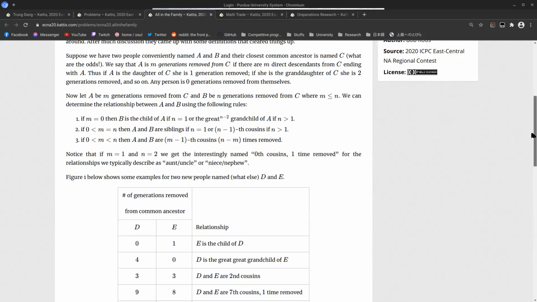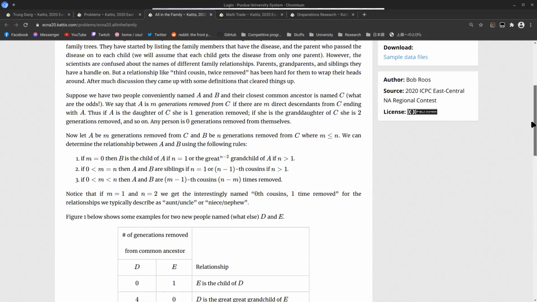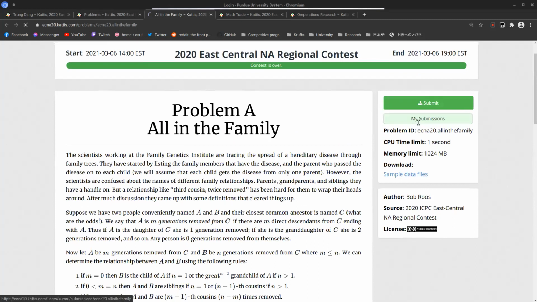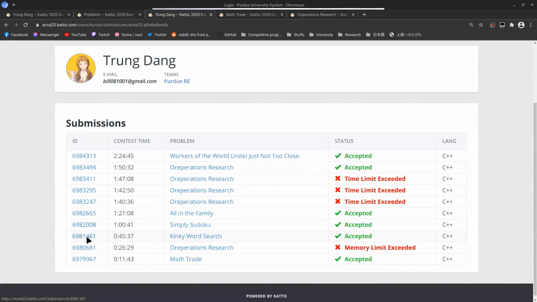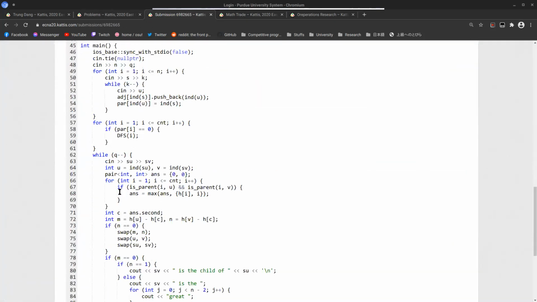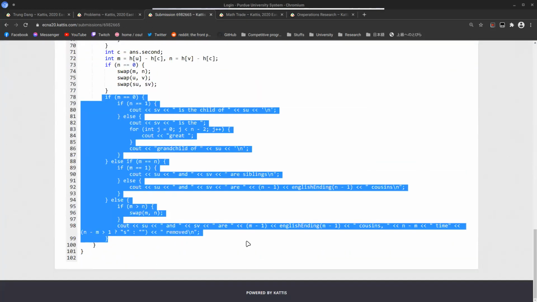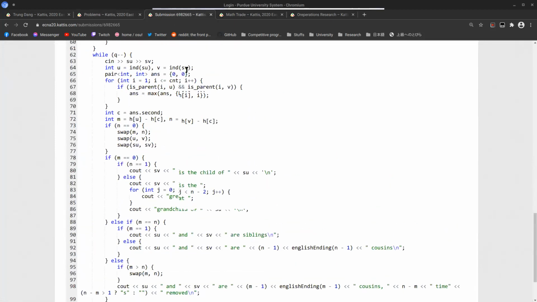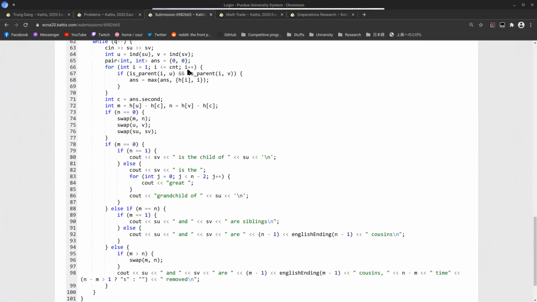It's really weird. I guess the greatest pitfall of this problem is implementing the exact English grammar rules. As you can see in my code, I'll just show my code here. All in the family. Yes. Incredible. Okay, I hope in World Finals we don't have to analyze other people's languages to solve the problems.